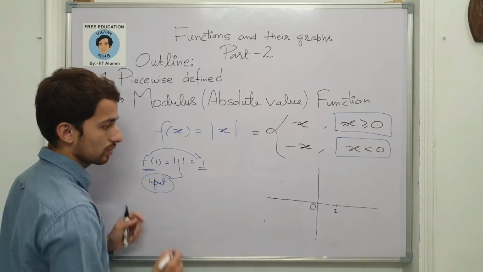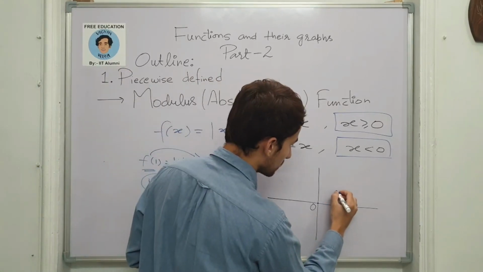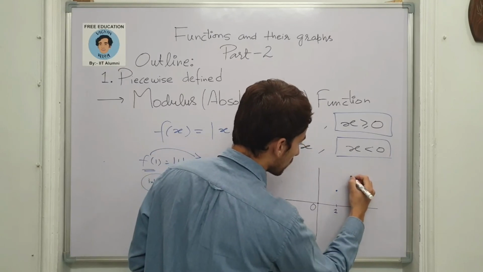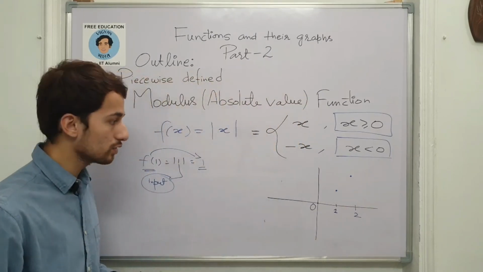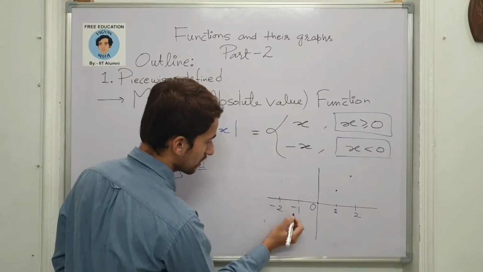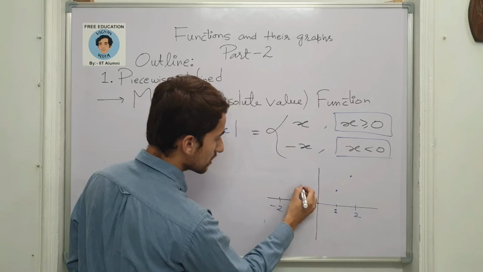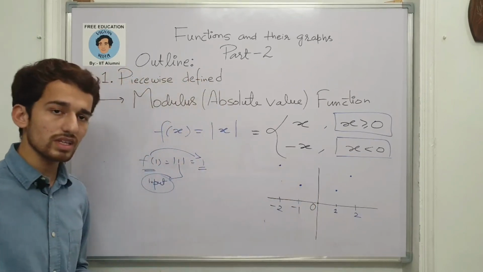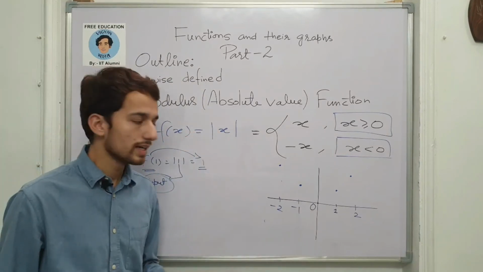This is your input value. So the output is also the same. If you substitute 2, the output will also be 2. Similarly, if you choose a negative value, suppose say -1 and -2, then the answer will be 1 and the answer will be 2 itself. You can just verify using the definition, it will be the same.